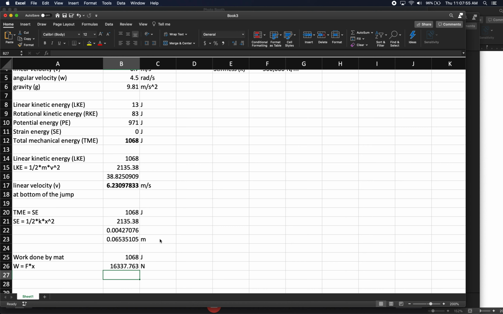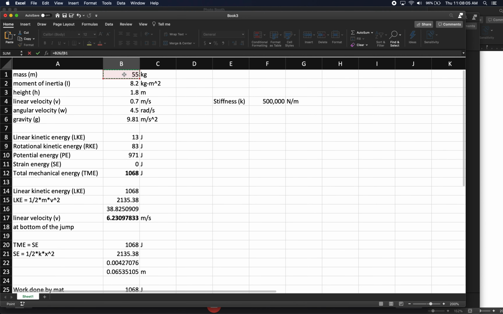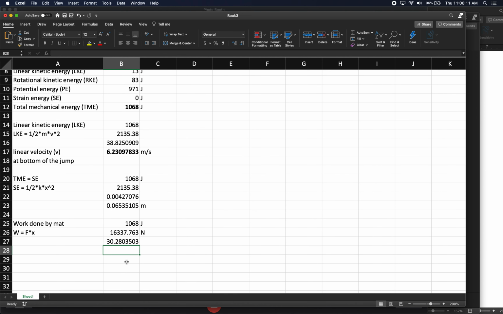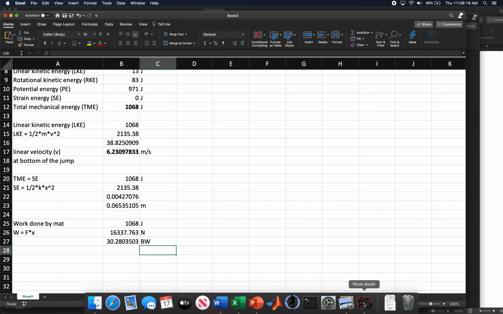Let's scale it by their body weight here. So let's divide 16,337 newtons by mass times gravity. And we get that the average force applied to the gymnast while they're landing here is about 30 times their body weight. That's a really big force to be applied to an individual.